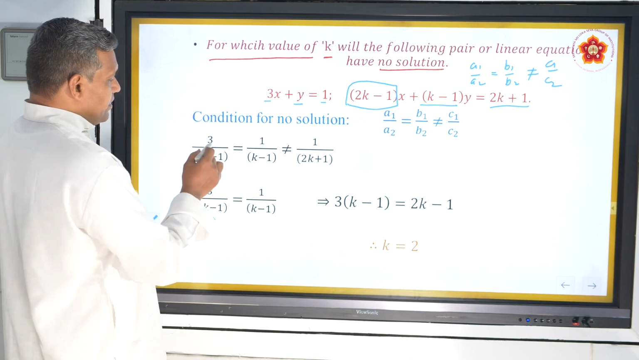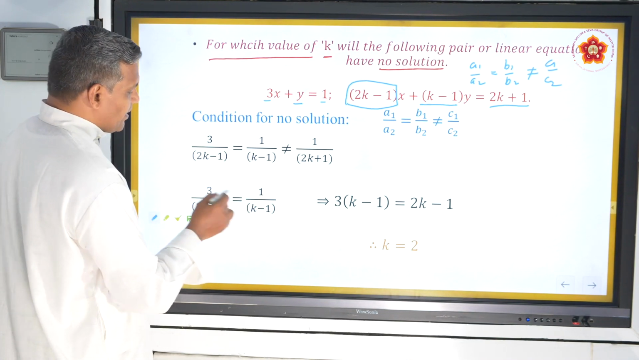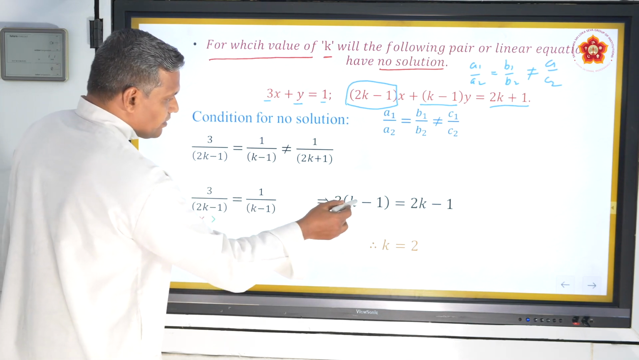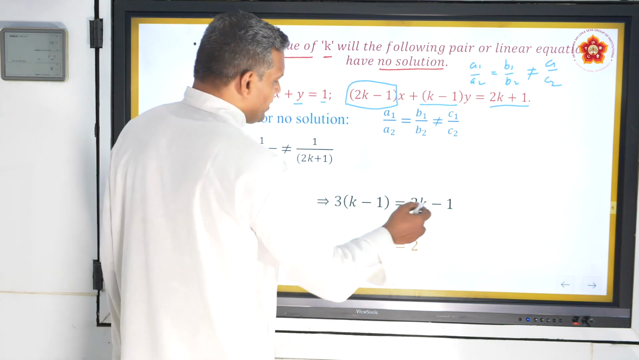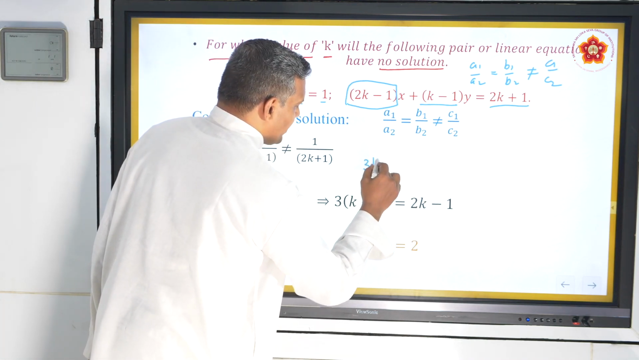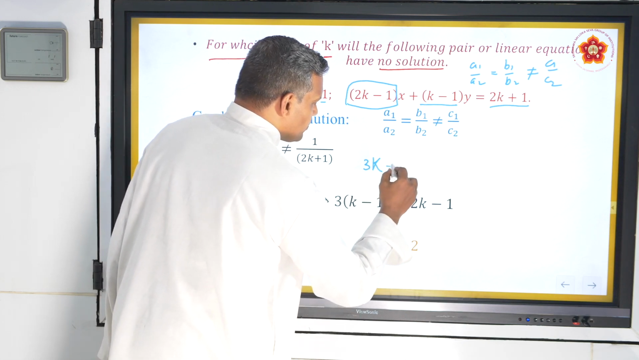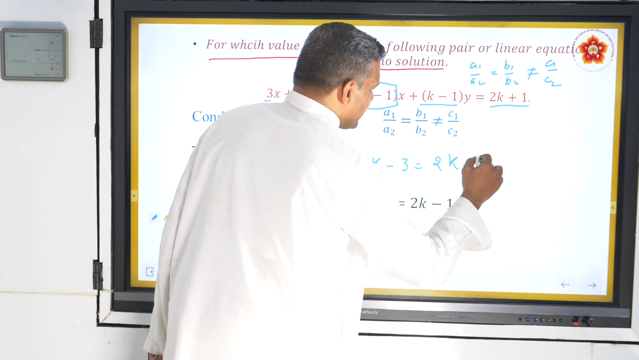See how simple it is. 3 into k minus 1. So, 3 into k minus 1 if I multiply, 3 into k is 3k, 3 into minus 1 is minus 3, and here 2k minus 1 into 1. When I compare, 3 into k is equals to 3k and 3 into 1 is equals to minus 3 here is equals to 2k minus 1.